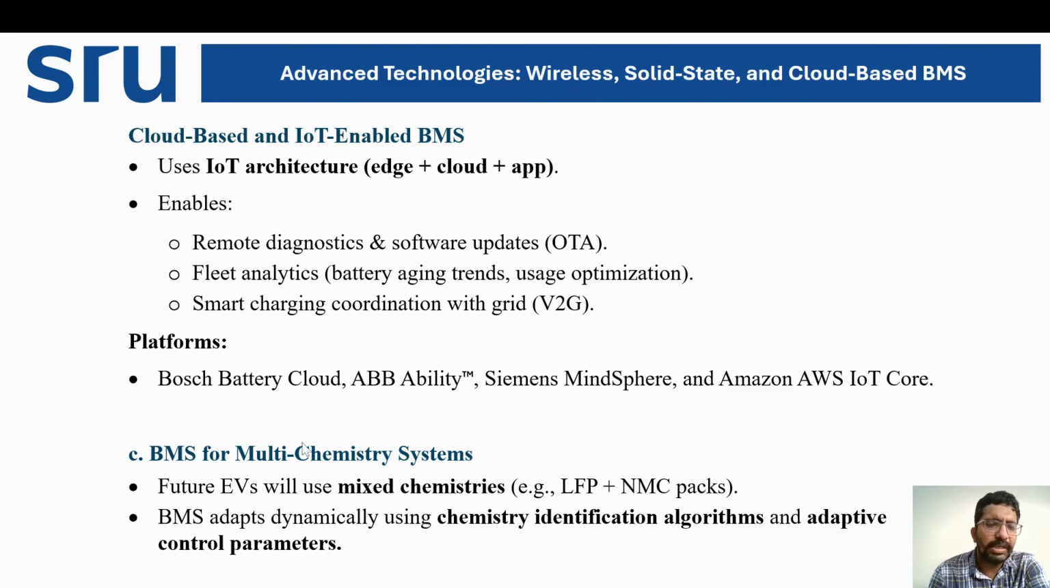So BMS for multi-chemistry systems. Multi-chemistry: in future, EVs will use mixed chemistries. Different components can be assembled, so different varieties of batteries can also be used in a battery pack. For example, we can have lithium iron phosphate plus nickel manganese cobalt based lithium packs. So this is also possible.